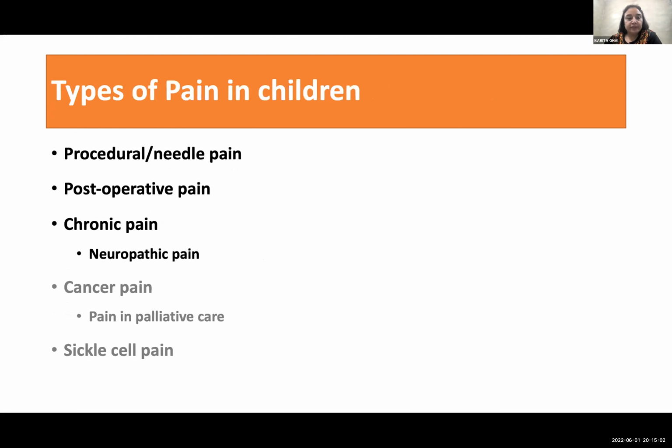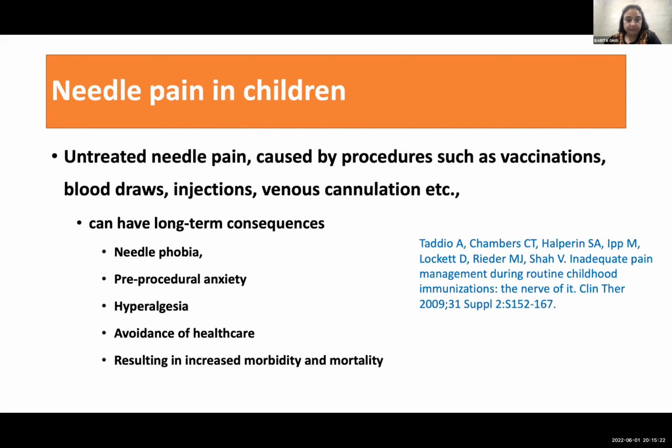I'll talk about various types of pediatric pain, that is procedural pain, which has been highly under-recognized and under-treated, postoperative pain, which we deal with day in, day out as anesthesiologists, and a bit about chronic pain as we are turning into pain physicians. Cancer pain and sickle cell pain, I would not be able to touch because of the paucity of time.